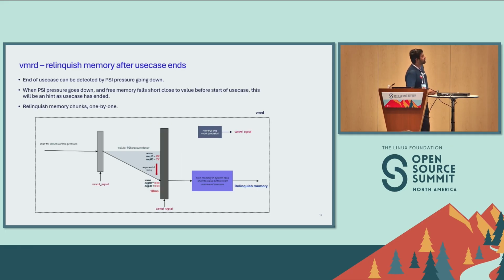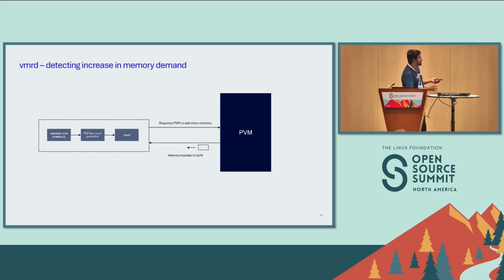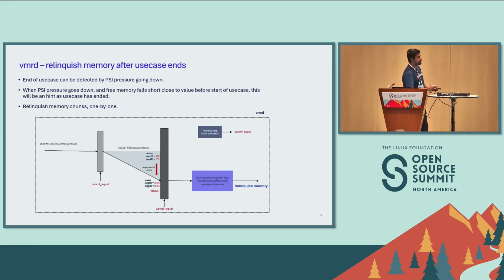So I talked about how we detect pressure and then add extra memory when the pressure is there, right? So how do we now detect pressure going down, or how do we detect that the process that did malloc has exited? And how do we know that the process exited and now there's enough free memory in the system, and I want to give it back to the primary VM?